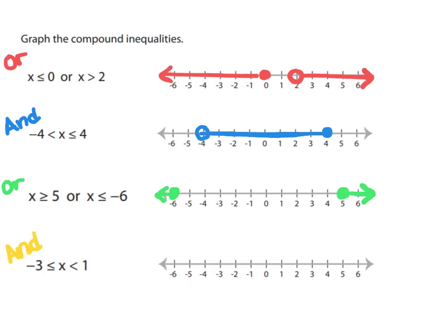Our last one is another example of an AND inequality because we have the x in the middle, so we're shading between. So I put a closed circle at -3, an open circle at 1, and we shade the area in between the two.